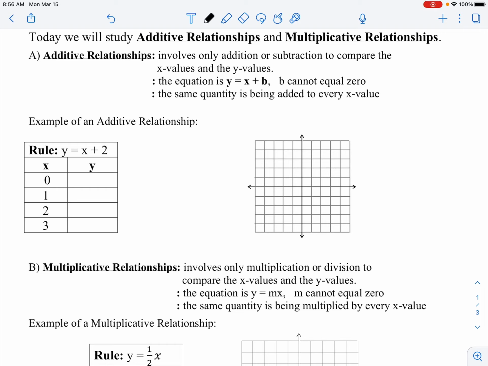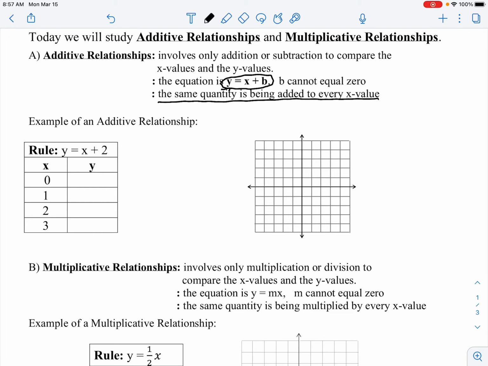Additive relationships involve only addition or subtraction when comparing our x values and y values with our function here. This is what these additive relationships are always going to look like. When it talks about subtraction, that's going to be if our b number here is negative. So y equals x plus b, and b cannot be 0. Otherwise, it's a multiplicative relationship, which we're getting into next. What's happening here is the same quantity is being added to every x value.